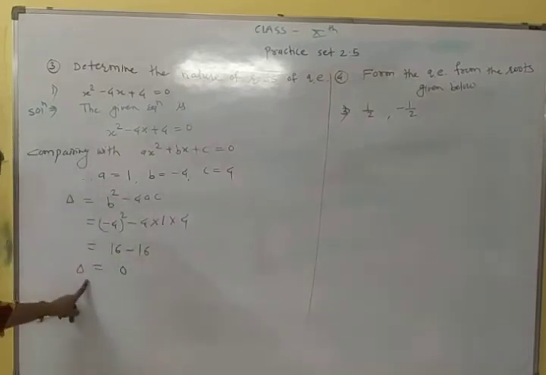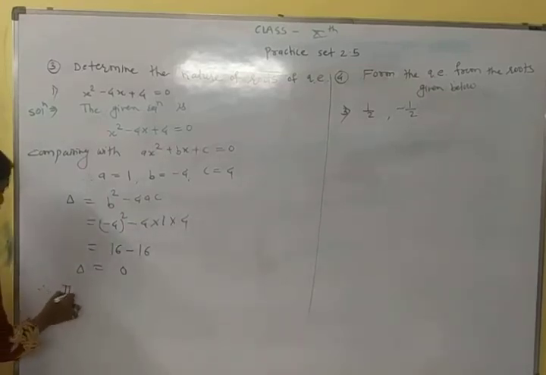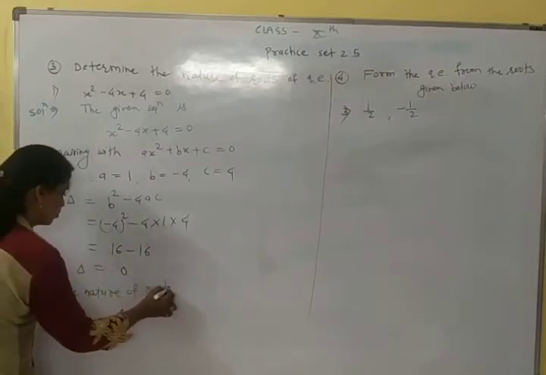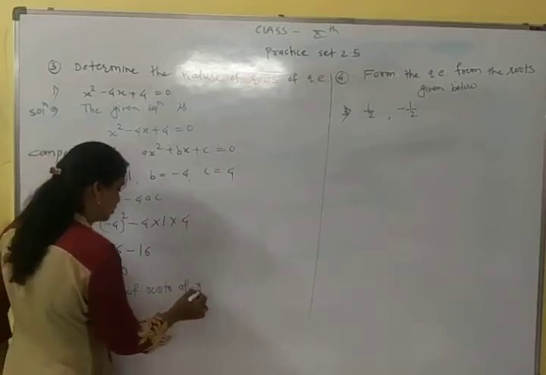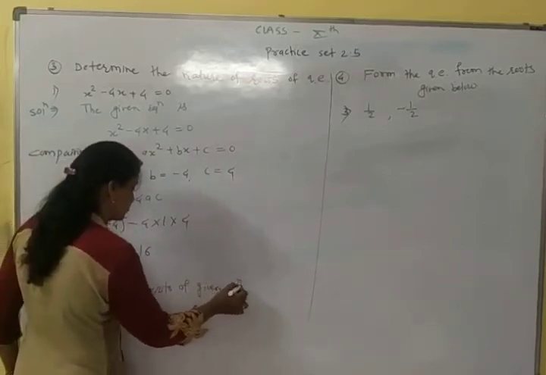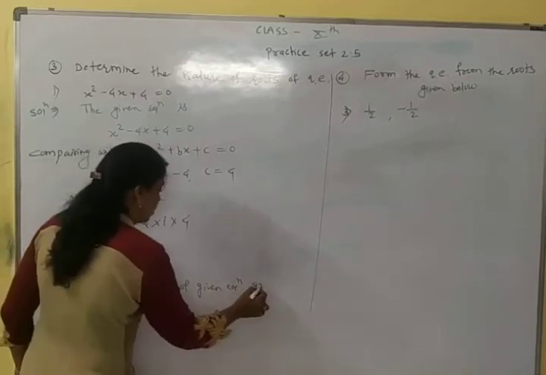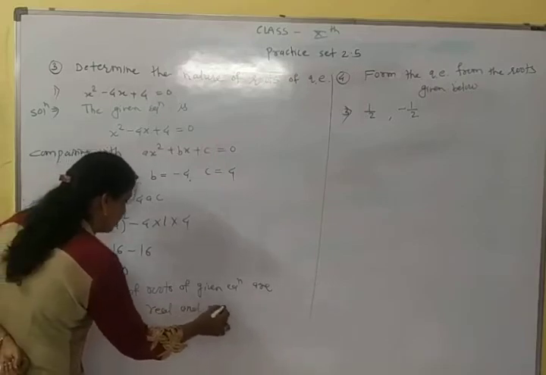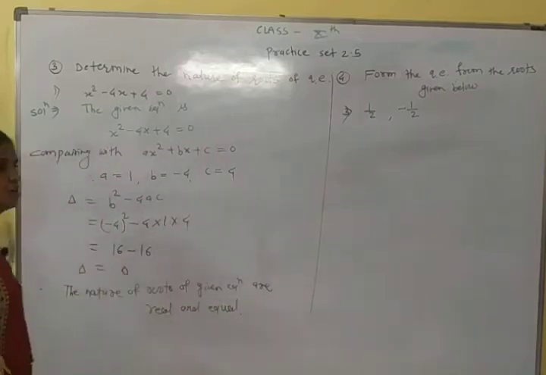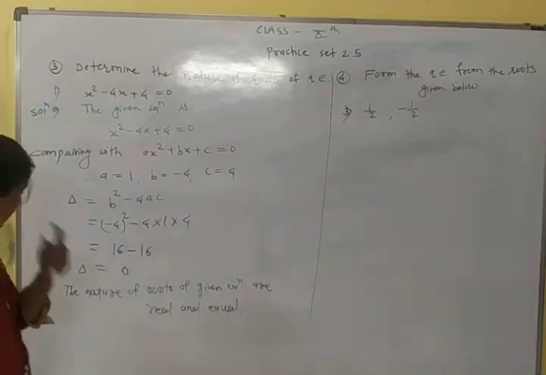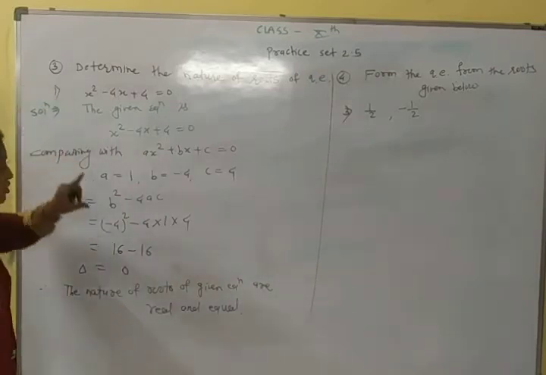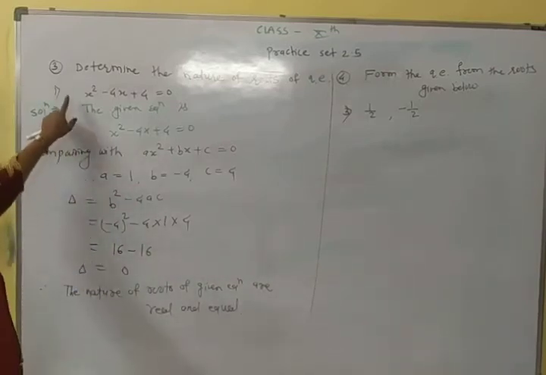Therefore, the value of discriminant is 0. Delta is equal to 0. Therefore, the nature of roots of given equation are real and equal. If delta equal to 0, the nature of roots of given quadratic equations are real and equal. Okay, this is the first question. Question number 2 and question number 3 you can solve.